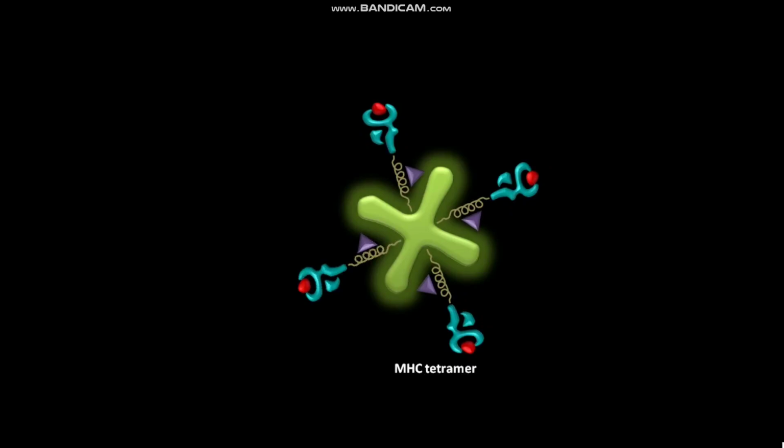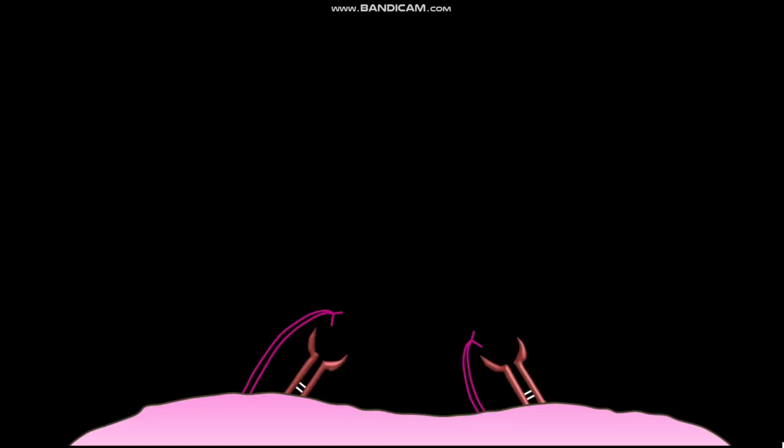Now, the fluorescent MHC tetramer is added to a population of T cells. In that population of T cells, some T cells have CD8 receptors on their surfaces. These types of T cells are called CD8 plus T cells.